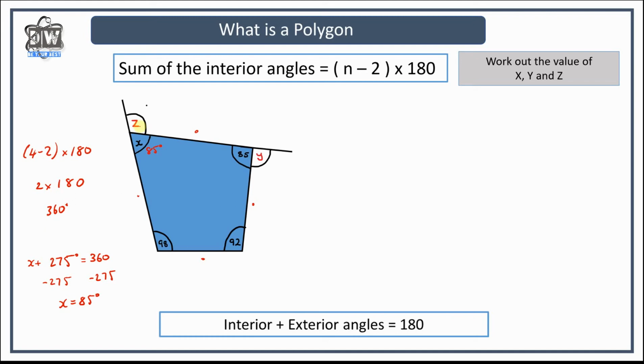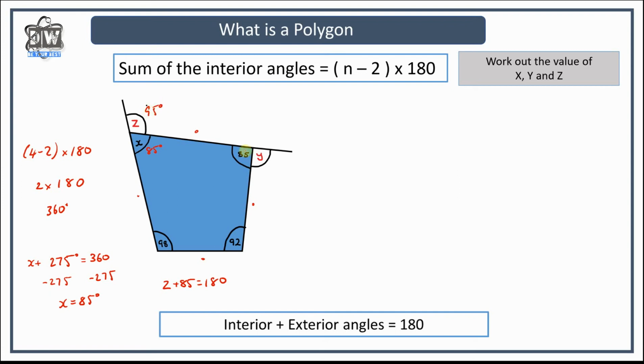So what would we do to work out what z was? So we've got 85 here. We know this adds up to 180 because we've got straight lines. So we've got 85 plus z equals 180. All right, I can write that down. So I've got z plus 85 equals 180. Take 85 away from both sides, and we end up with it equaling 95 degrees.